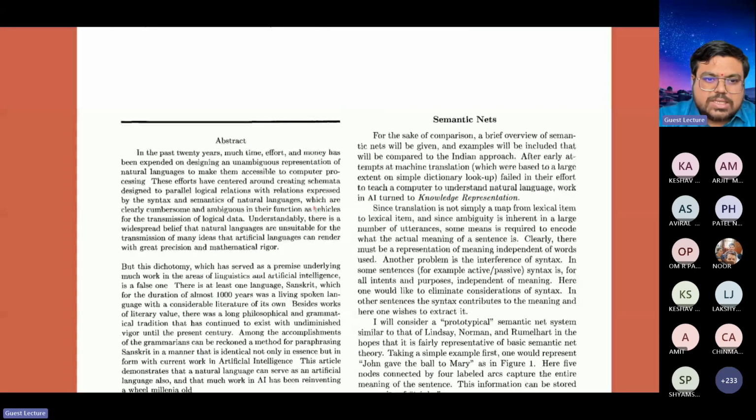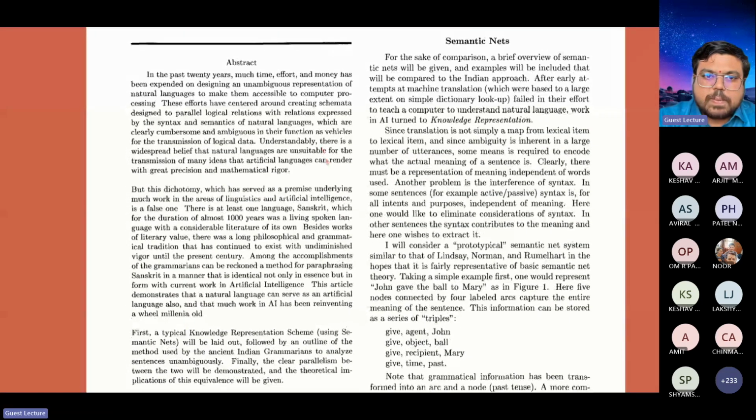So what he says, read the second paragraph. This dichotomy, which has served as the premise underlying much work in the areas of linguistics and artificial intelligence, is a false one. What is the premise? The premise is that there is a widespread disbelief that natural languages are unsuitable for the transmission of many ideas that artificial languages can render with great precision and mathematical rigor.